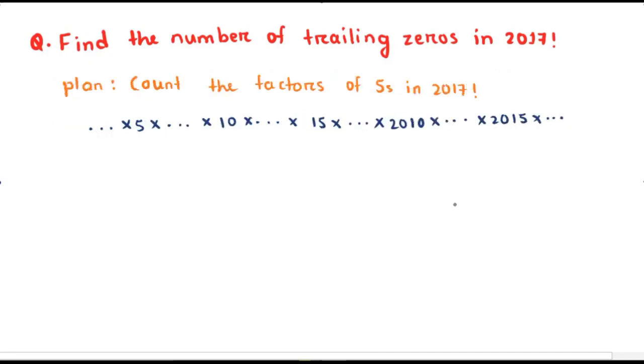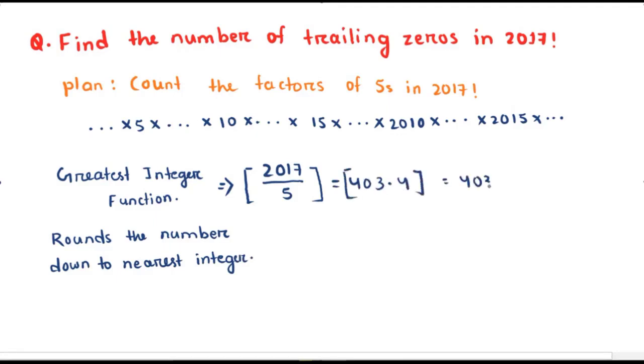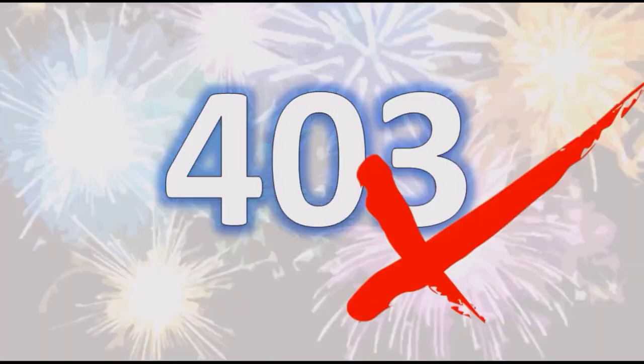Since there is a multiple of 5 in every 5 numbers, we can just divide 2017 by 5 and round it down, or take the integral part, or you can say the greatest integer of it, which will round the number down to the nearest integer. 2017 divided by 5 gives us 403.4, whose integral part is 403. All this we did without using calculators. So the answer is 403 trailing zeros. 403 would be wrong.